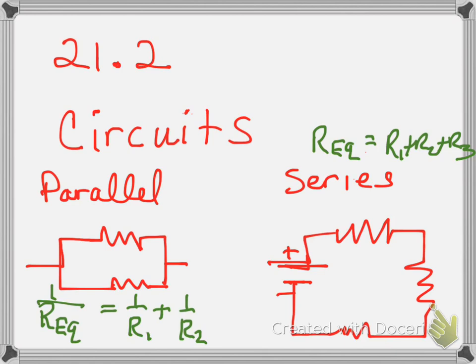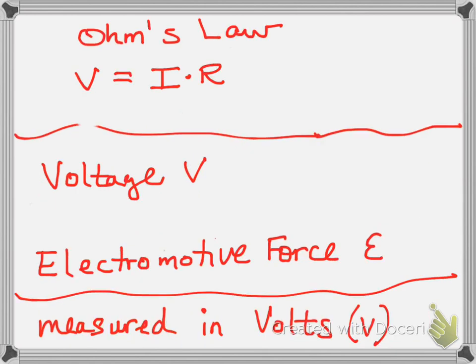All right, so we're going to take what we know about circuits and combine that information with Ohm's law. Remember, Ohm's law is this formula right here. This stands for voltage equals current times resistance. Voltage, current, and resistance. Voltage is measured in volts. Current is measured in amps. And resistors are measured in ohms, which uses the Greek letter omega, but we refer to it as ohms.